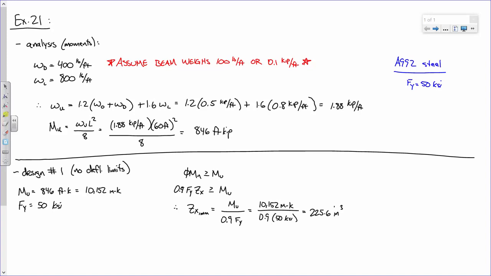So, you're saying try W27 by 84 based on a Z_X value of what? All right. Does that sound good? Now, here's the thing. What can you tell me about the beam self-weight? It doesn't match what we assumed. What else? We assumed greater, so we're good.